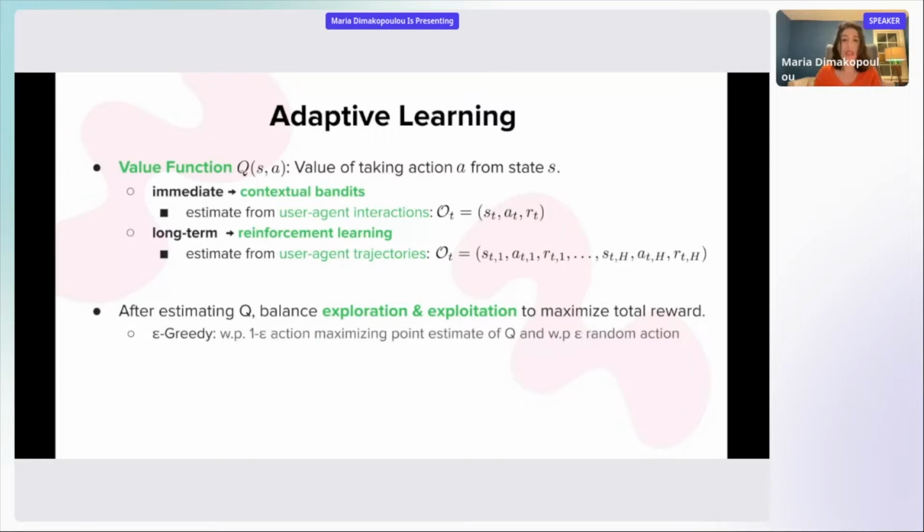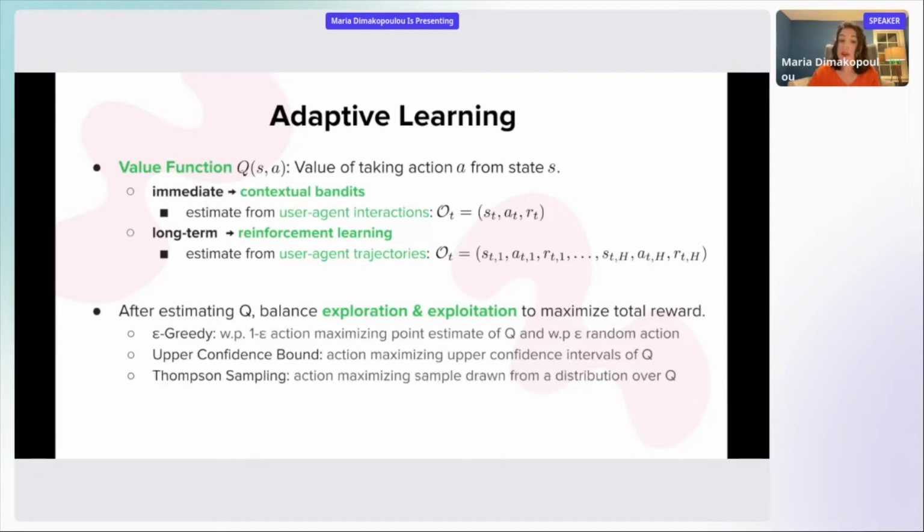And some of these algorithms that balance exploration with exploitation are first epsilon greedy: take the action that maximizes the estimated Q function with probability 1 minus epsilon, and then with probability epsilon, take a random action in order to learn. Then we have the upper confidence bound approach, UCB, which forms the upper confidence interval for the Q value of each action A from state S, and then takes the action maximizing these upper confidence intervals. And third, we have an approach called posterior sampling or Thompson sampling, which forms a distribution over the value function Q, draws a sample from that distribution, and then takes the action maximizing the drawn samples.